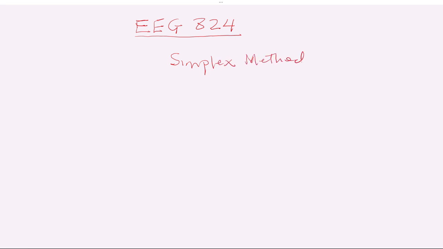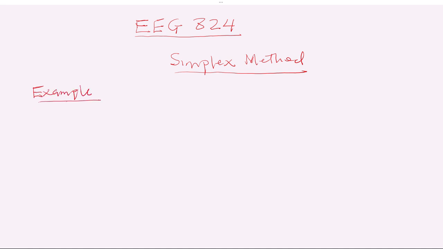Let me see if I can write it here on the board. This is EG 824. So what we are doing is solving with the simplex method. Okay, fine. So we are going to pick an example.